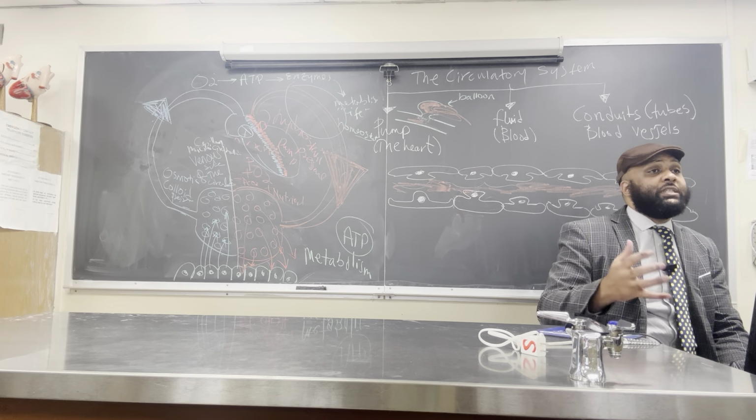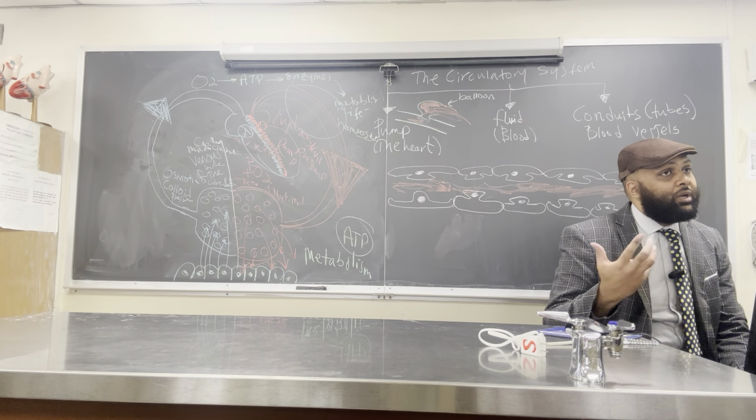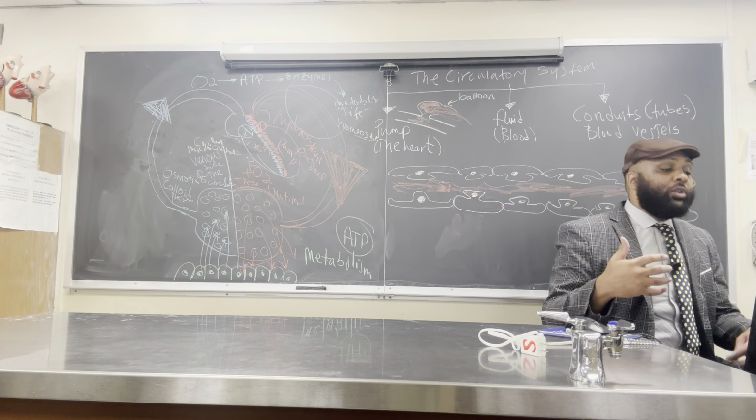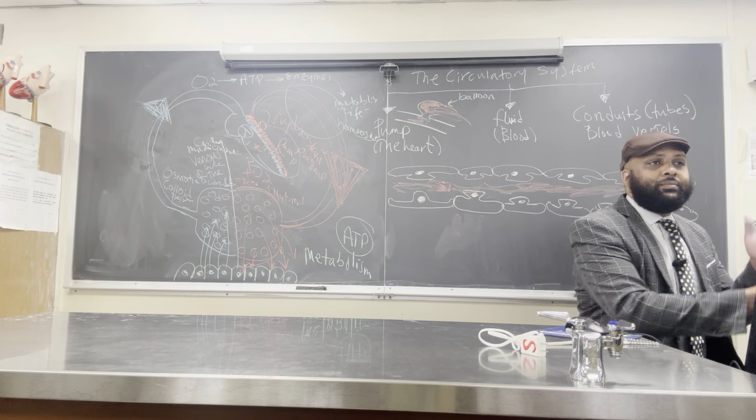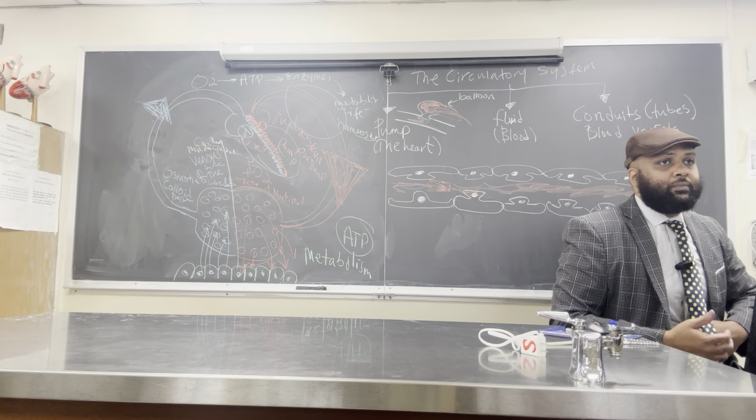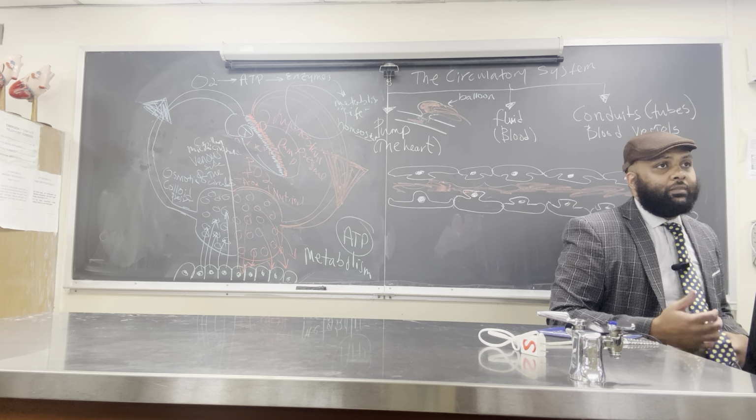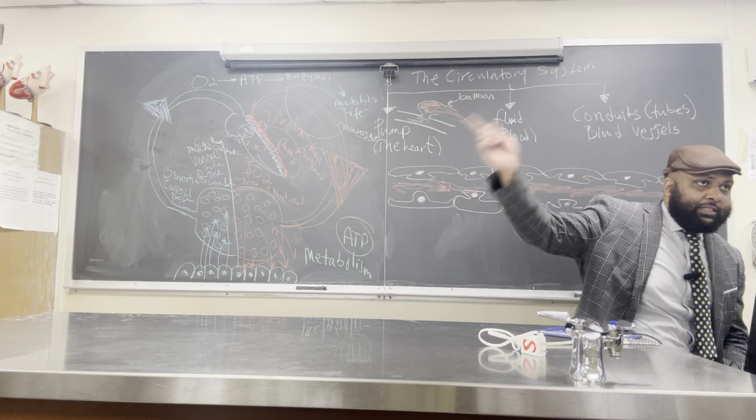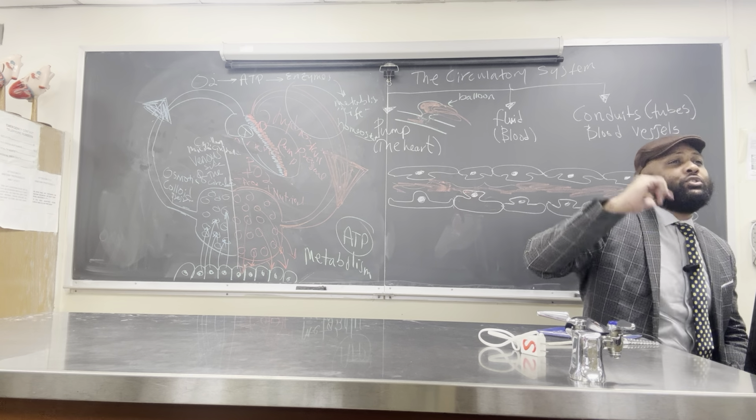Then the tissues are going to metabolize and perform oxidative phosphorylation to make ATP, and then all the waste is going to be sent where? All the waste is going to be sent into the venous side, the blue side, and then the venous side is going to send it back to the heart to pump it where? To the lungs.